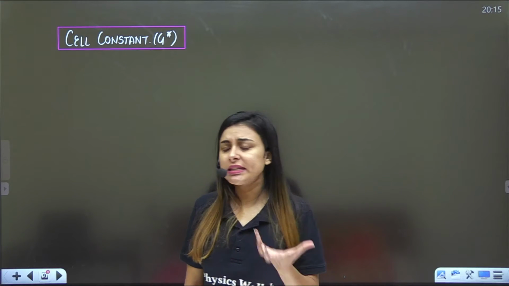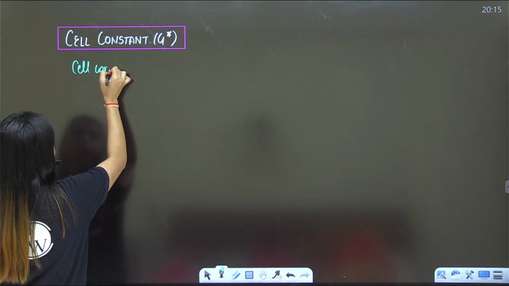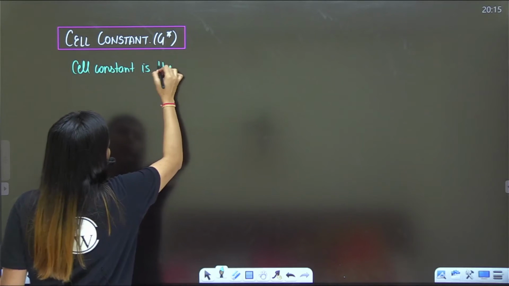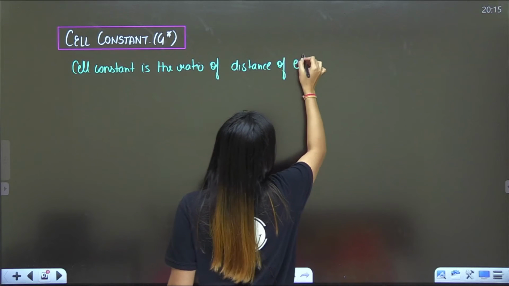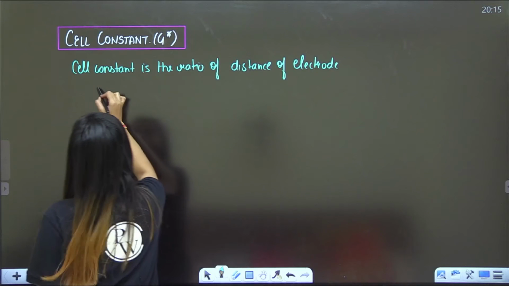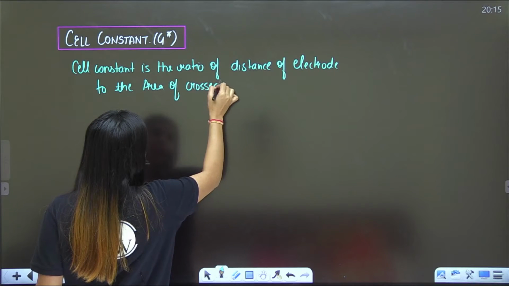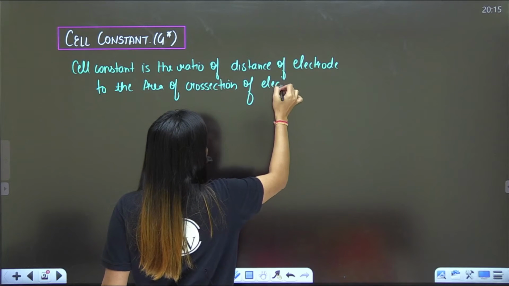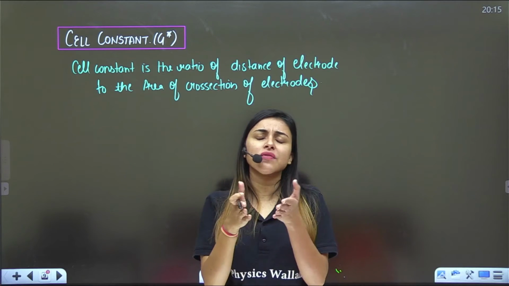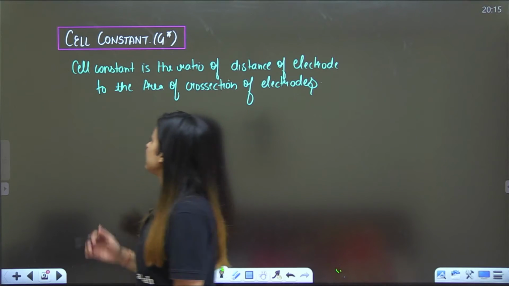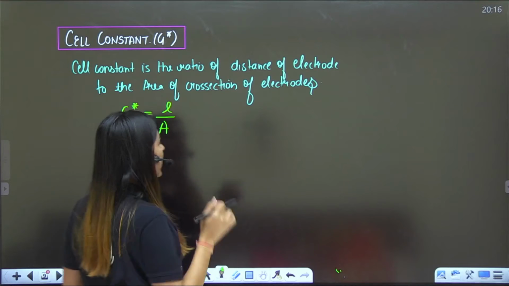What is cell constant? Let's first define cell constant because it is a new expression. Cell constant is the ratio of distance of electrodes to the area of cross-section of electrodes. So this is what you need to understand about cell constant. It is nothing but the ratio of the distance of electrodes to the area of cross section of the electrodes. So this means that your G star, that is your cell constant, is actually equal to L upon A.